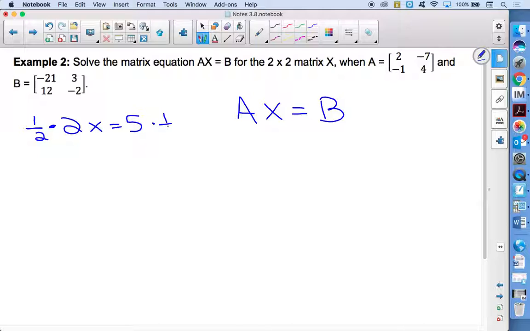The reason we do that is because we want to get x by itself, and when we take 1/2 times 2, we know that equals 1. So that's our goal, to get x by itself or to get a 1 in front. We're going to use that same information here.